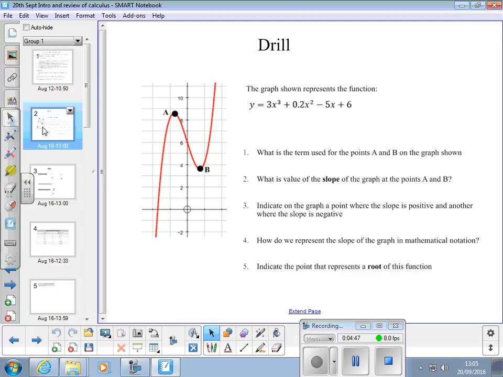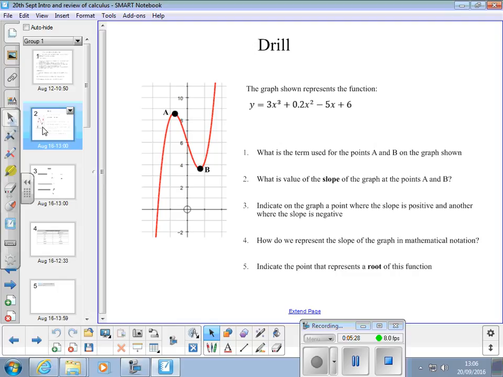First of all, the graph on the first slide is a partial plot of the function shown there, 3x cubed 0.2x squared minus 5x plus 6. First question, what's the term used for the points A and B on the graph as shown? Second question, what's the value of the slope of the graph at points A and point B? Indicate on the graph a point where the slope is positive and another where the slope is negative.